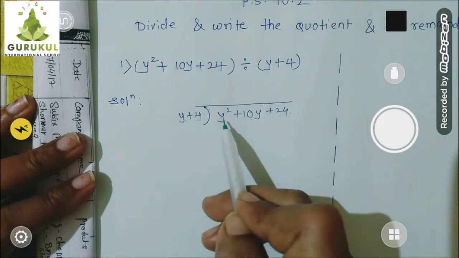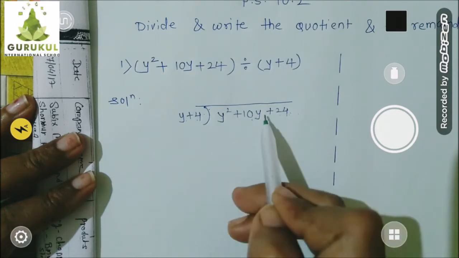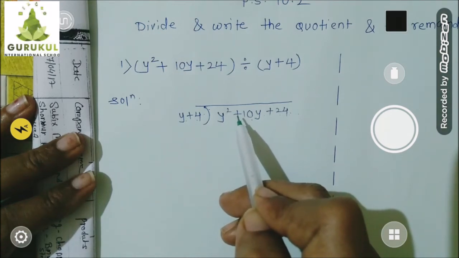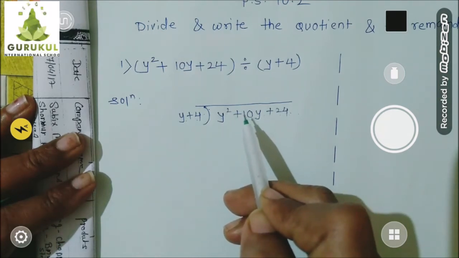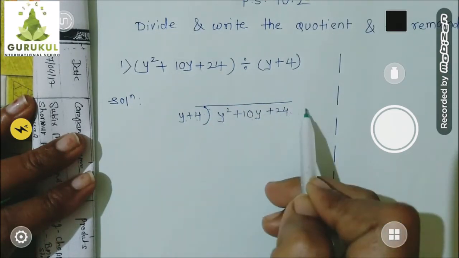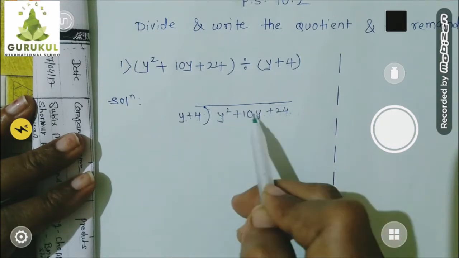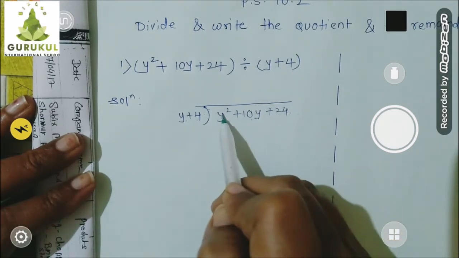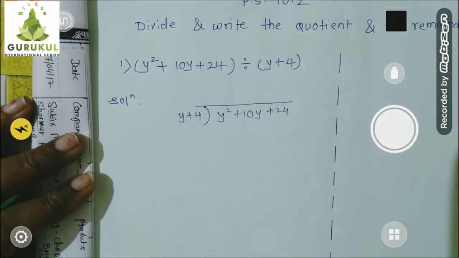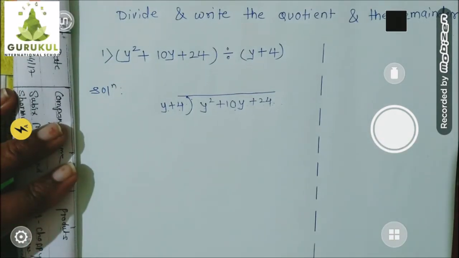But if you find that after y cube, directly the y term is there and the y square term is missing, then you have to add coefficient 0 dot y square, and you have to add the missing term. But in this case, we do not need to add any missing term. All the terms are present: y raised to 2, then y raised to 1, then y raised to 0. Now we will start our actual division.